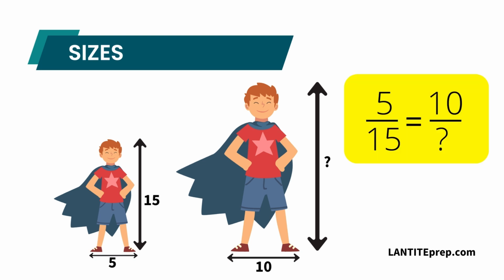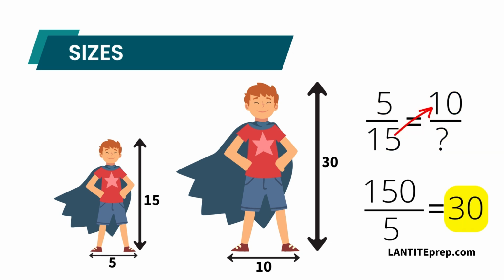To find out, we'll set the proportion equal to each other. Next, we multiply across the known corners. In this case, 15 times 10, which equals 150, and then divide that number by the third known number, which here is 5. Divide this out and we'll get an answer of 30, meaning we know that the height of the boy is 30 units.